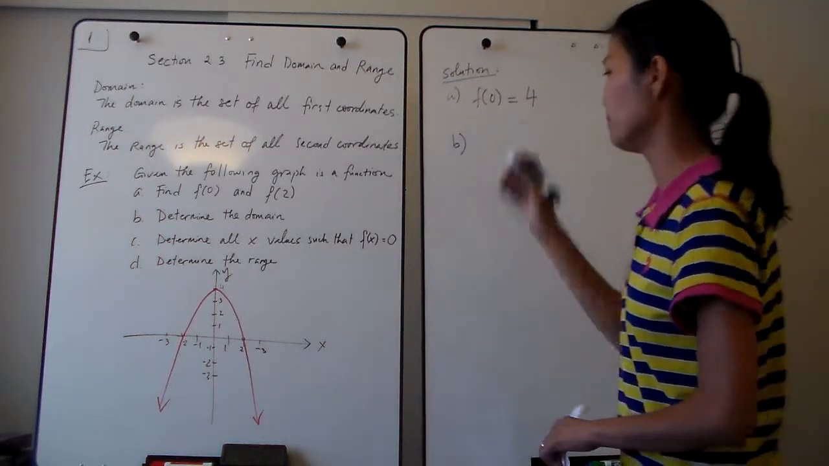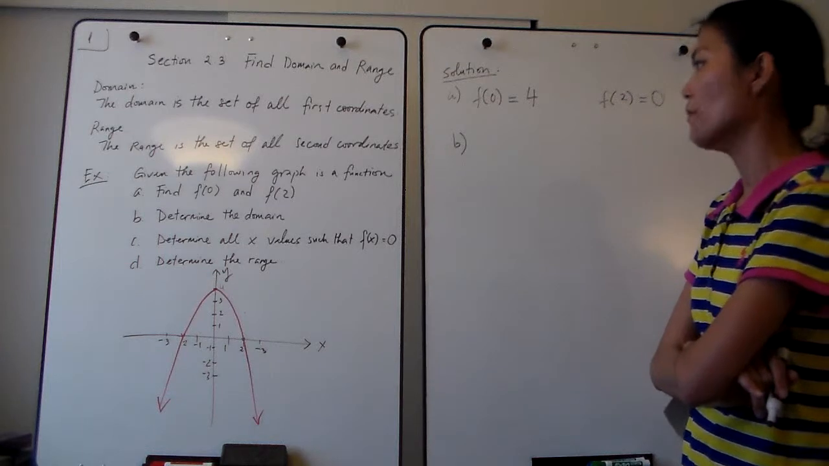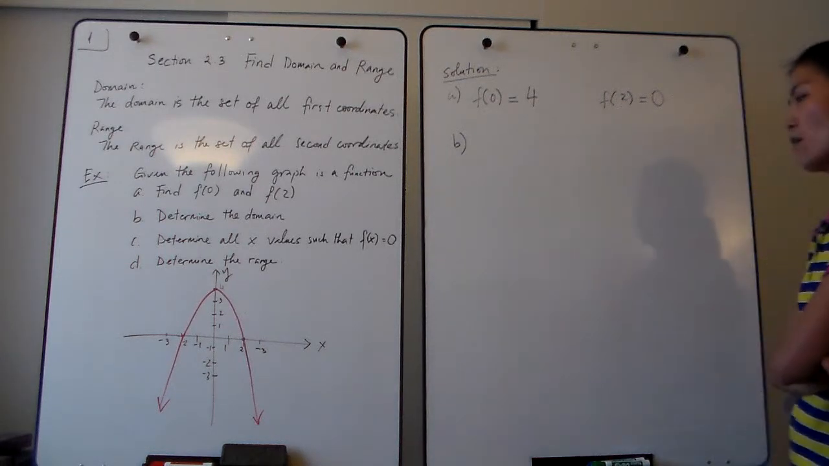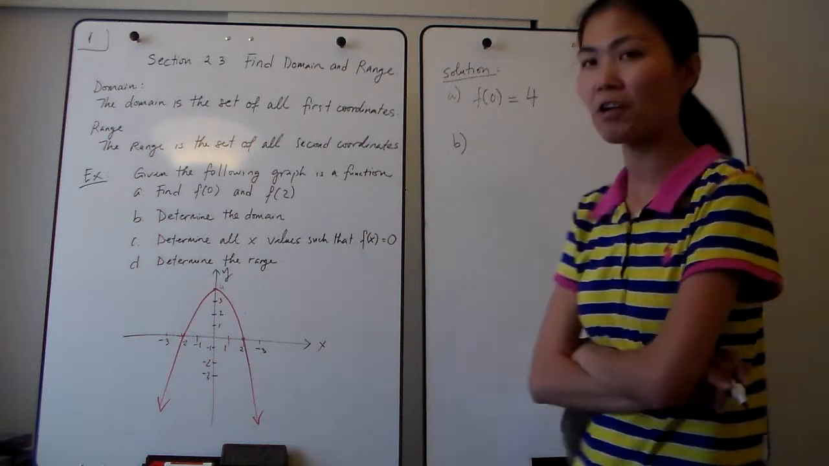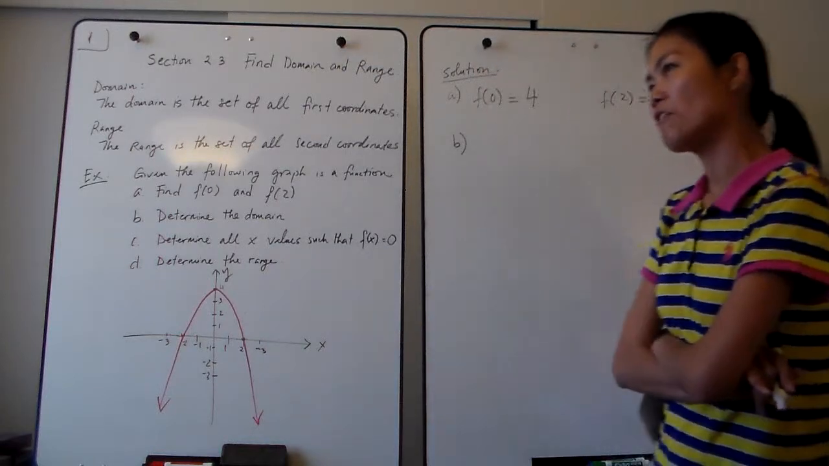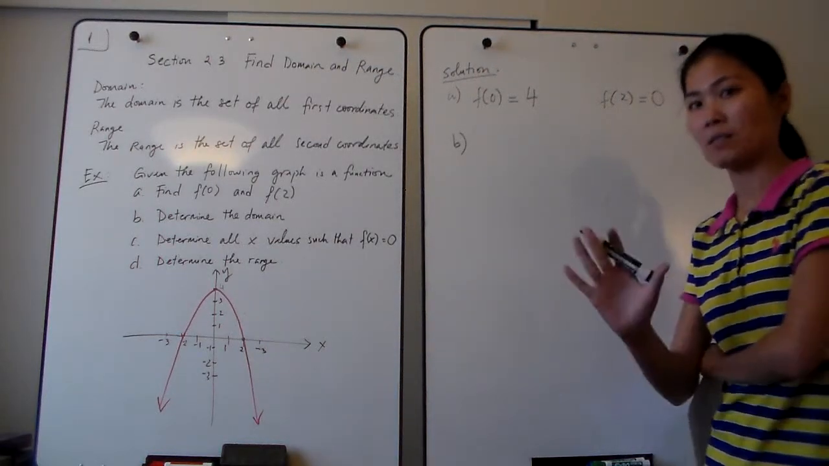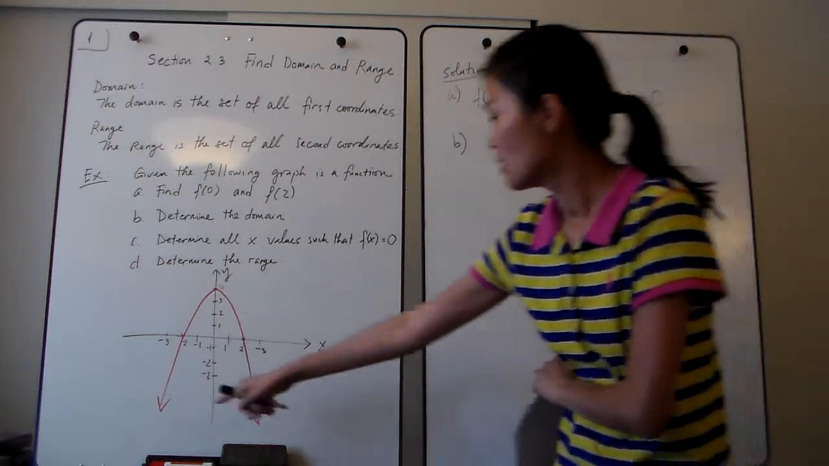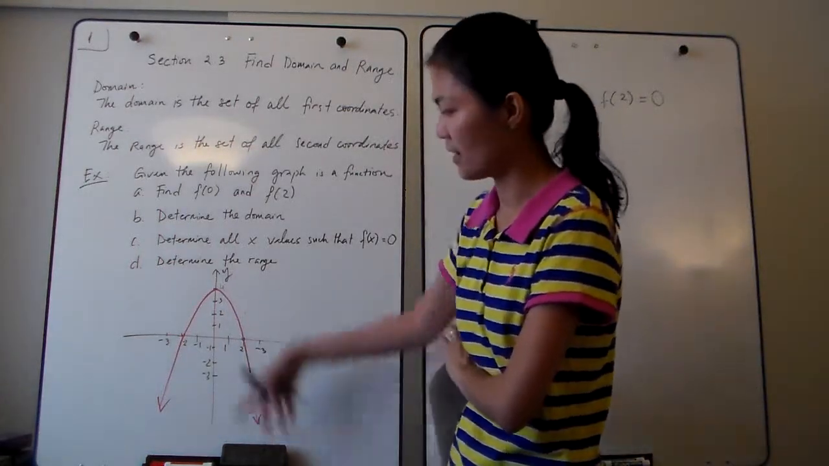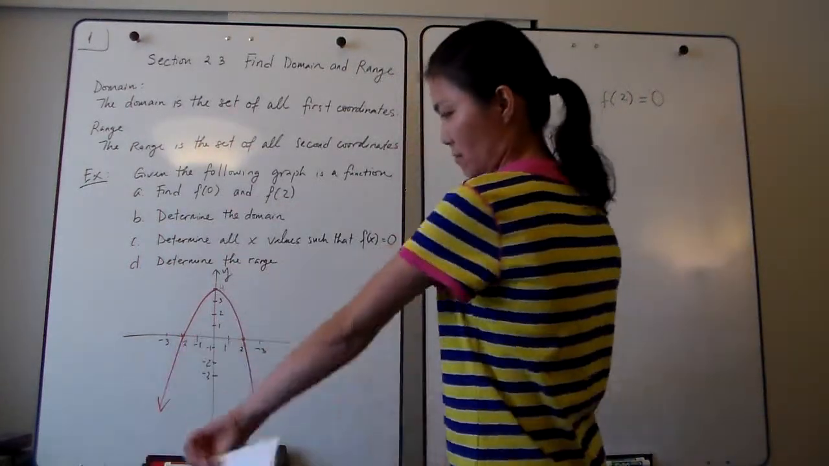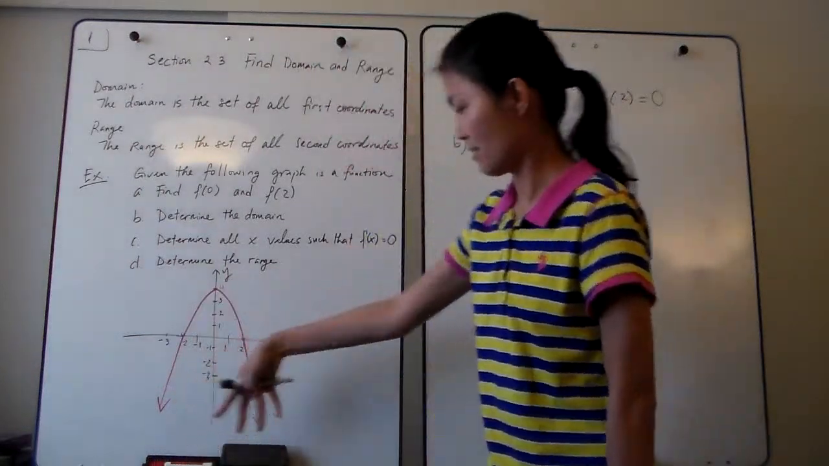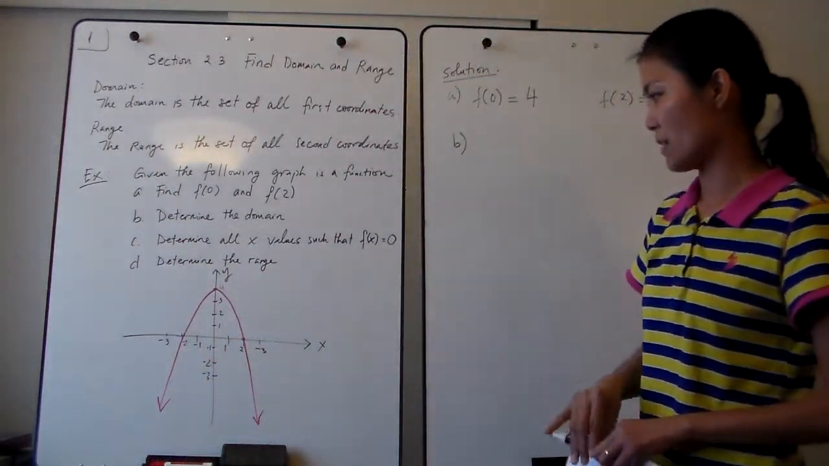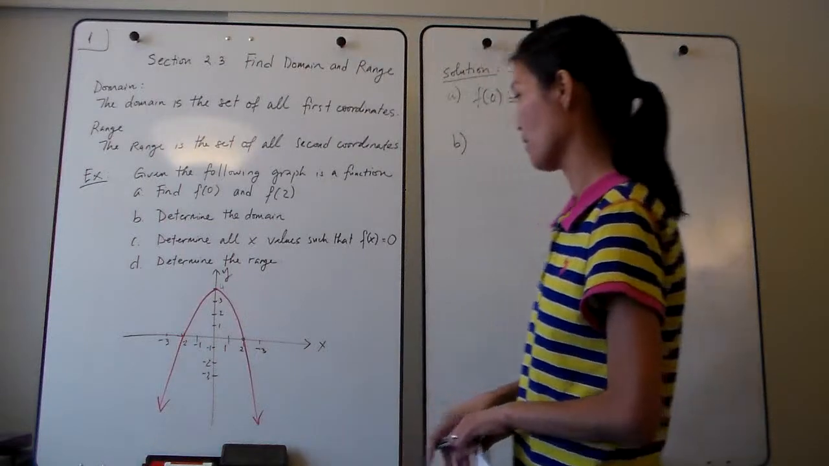So for part B, determine the domain. Alright. Unlike the previous example, where there were only 5 points, the finite case, in this case, when you see the graph right here, it extends infinitely. It actually continues on.